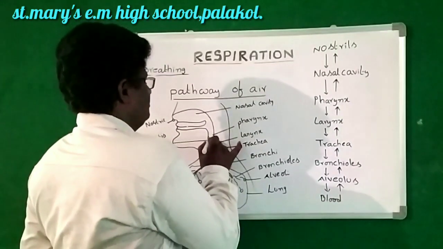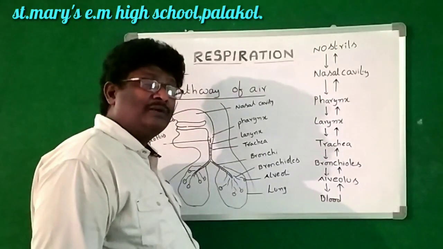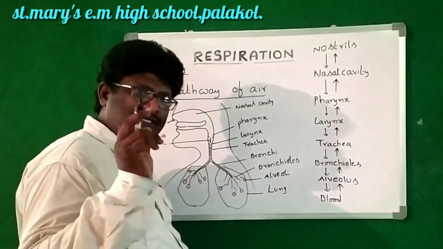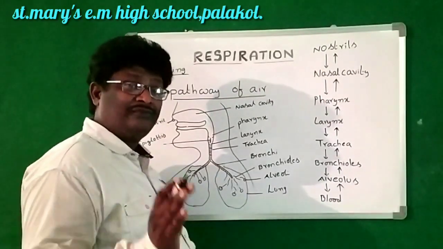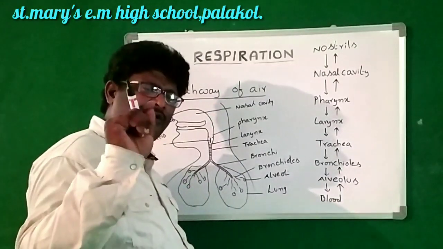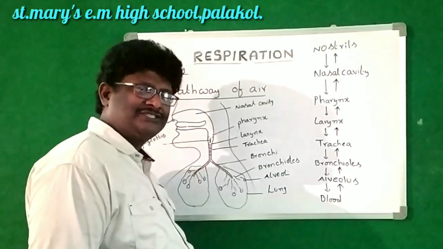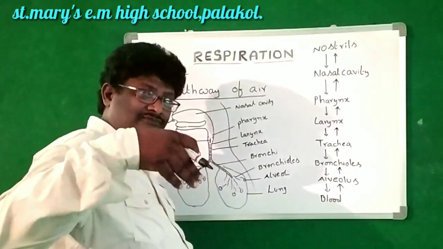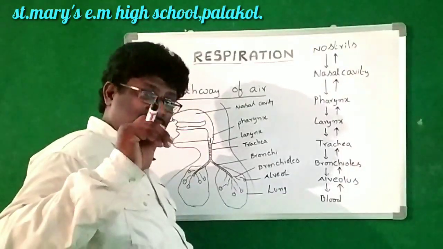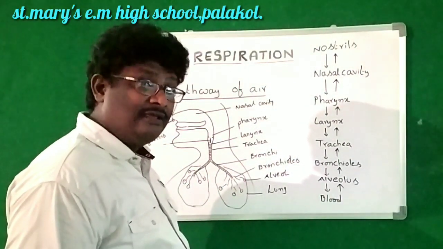But here, one more important part is there. In the pharynx, there is one important part. It is a flap-like structure. It is small in nature. It is a cartilage tissue, a muscular flap-like structure. That is called epiglottis.